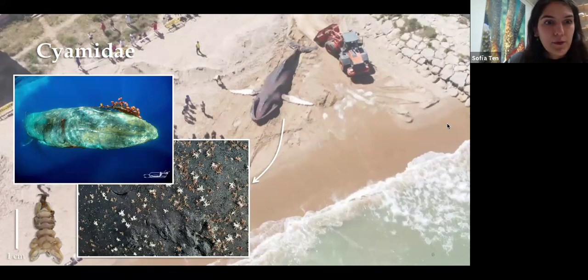We could collect a lot of cyamids of the species Cyamus boopis, and it was really interesting to see that there were thousands of them and they were still alive. It was quite impressive to see them crawling and moving around. And as I say, they are really host specific. So we basically find this species, Cyamus boopis, on humpback whales.